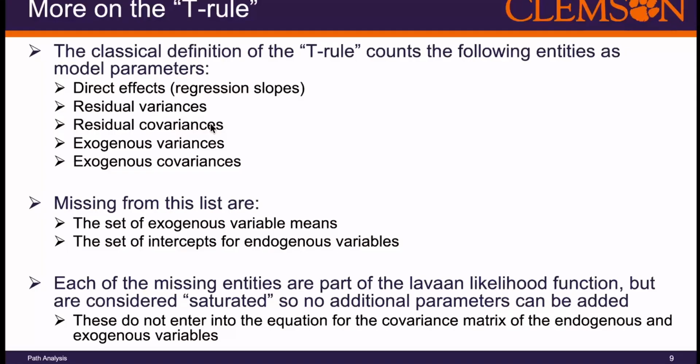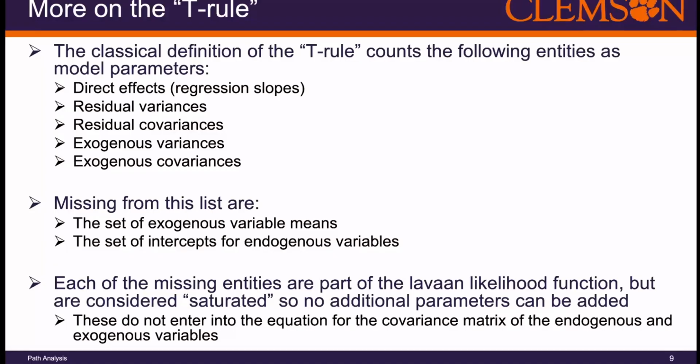Now, missing from this list are the set of exogenous variable means and the set of intercepts for endogenous variable means. These are the means of the variables outside of the model and the means of the endogenous slopes themselves. These would fall under the mean vector, more technically. Everything else falls into the covariance matrix. So if you actually want to take the total count that we're talking about, this t-rule, this top part refers to this set needs to be less than or equal to the covariance matrix parameters in the saturated model, whereas the intercepts themselves, or the means, have to be less than or equal to the number of elements in the mean vector of the model.